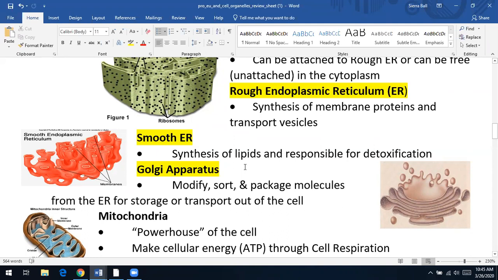Whenever part of the cell is moving, the Golgi apparatus is going to fix it and send it where it needs to go.